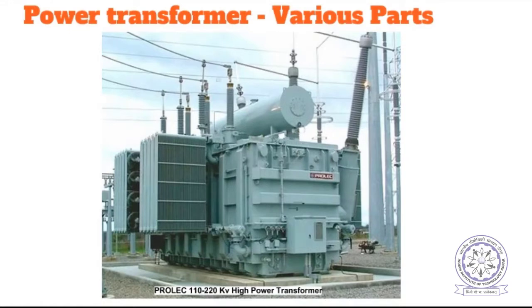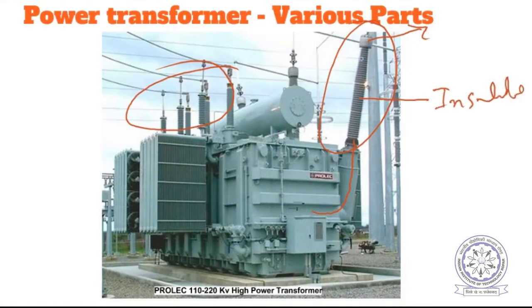These are the input lines, and this is the output line. These are called bushings. At this end power goes to the transmission system, and this lead is taken very carefully from inside the transformer, and then this is the insulator outside. Inside there is a conductor that connects to the power transmission system. Similarly, the input is also taken the same way, because it is 110 kV, so a bushing structure is needed like this.